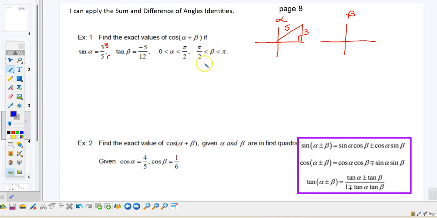Beta is between pi over 2 and pi, so that's quadrant 2. And tangent is y over x. I didn't put the negative with the 5 because negative 5 over 12 is the same thing as 5 over negative 12. So depending on the quadrant will depend where the negative goes. Now we can find the missing x and the missing r in the alpha and beta pictures with x squared plus y squared equals r squared.